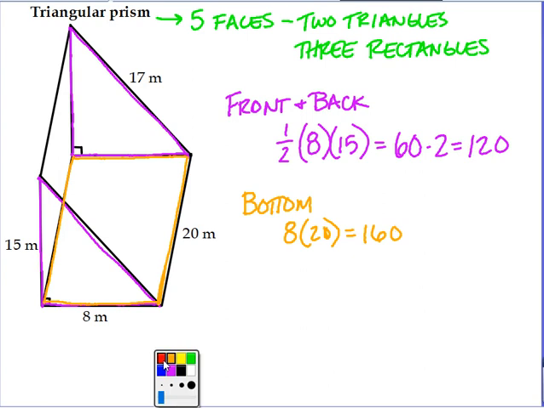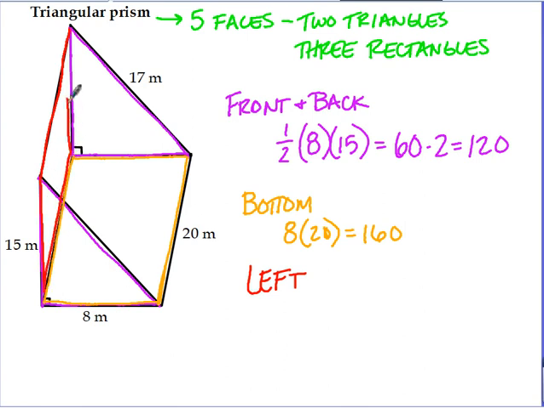The next side I'll think about is the left side. So that's over here. And that one's kind of hard to see because it's skinny, but if you think about the left side, this is going to be 15 here, and then across the bottom here, that's 20. Because that goes with this one, so those 2 are 20. So this is going to be 15 by 20, which is 300.